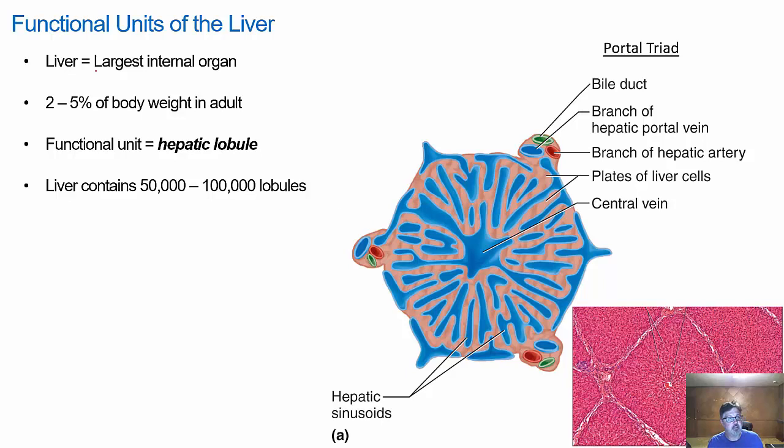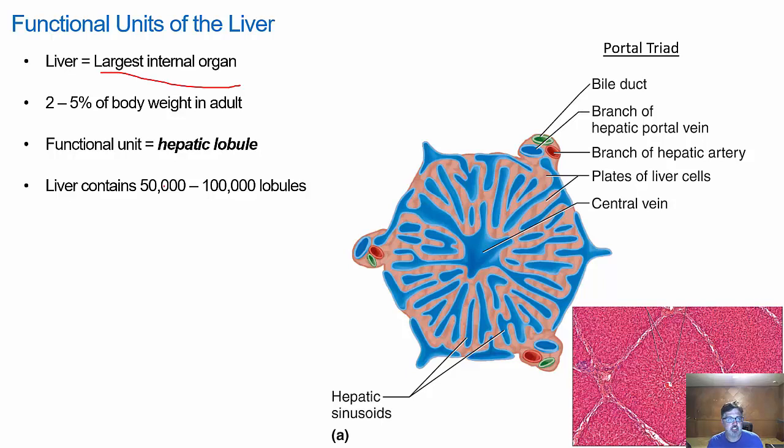First, I should preface that the liver, of course, is the largest internal organ. And you're going to see that it makes up 2 to 5% of the body weight. So a pretty good chunk of that body weight goes right to that liver. Now, like I mentioned, the functional unit is the hepatic lobule. And in the liver, we have about 50 to 100,000 of these.